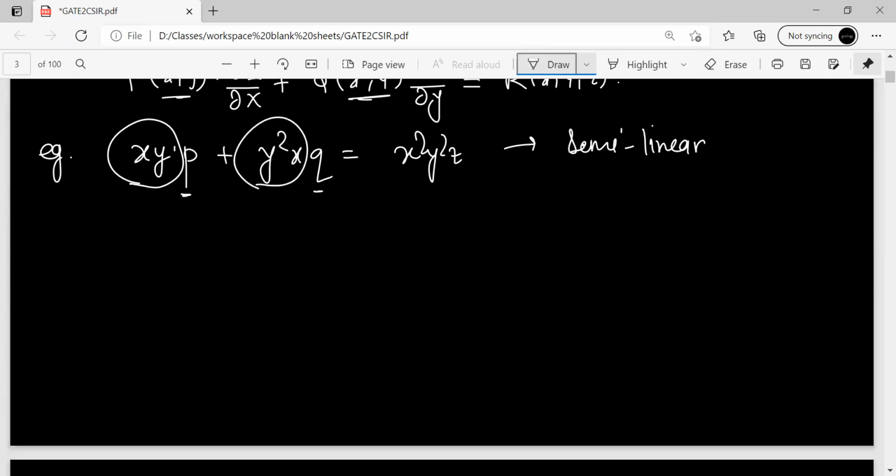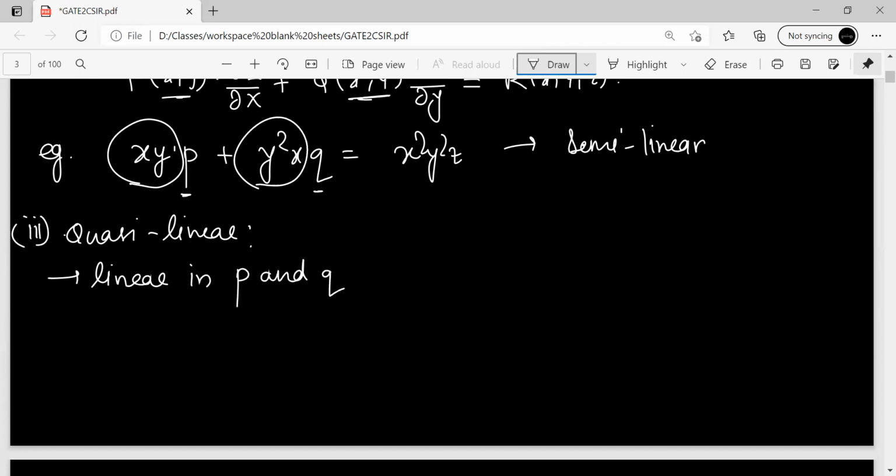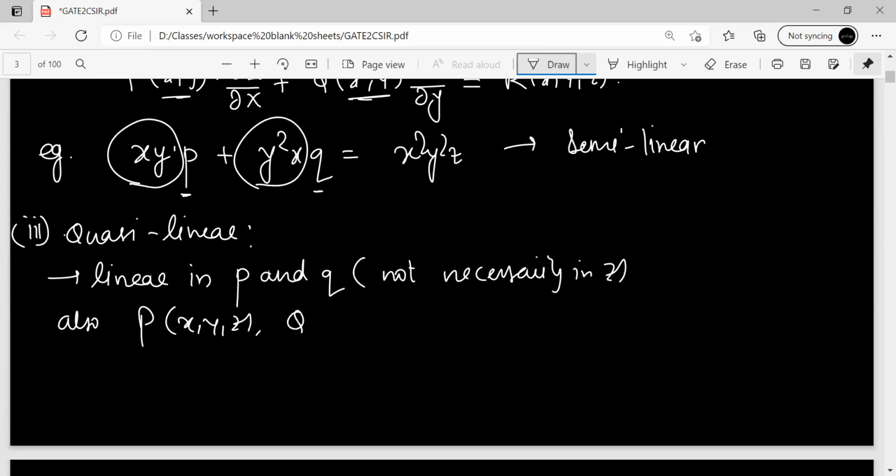And now here comes quasi-linear, the third one. It is called quasi-linear. What is quasi-linear? Quasi-linear is: it should be linear in P and Q. Again, not necessarily in Z. There is no criteria for this. Also, P is a function of x, y, z, and Q is also a function of x, y, z.